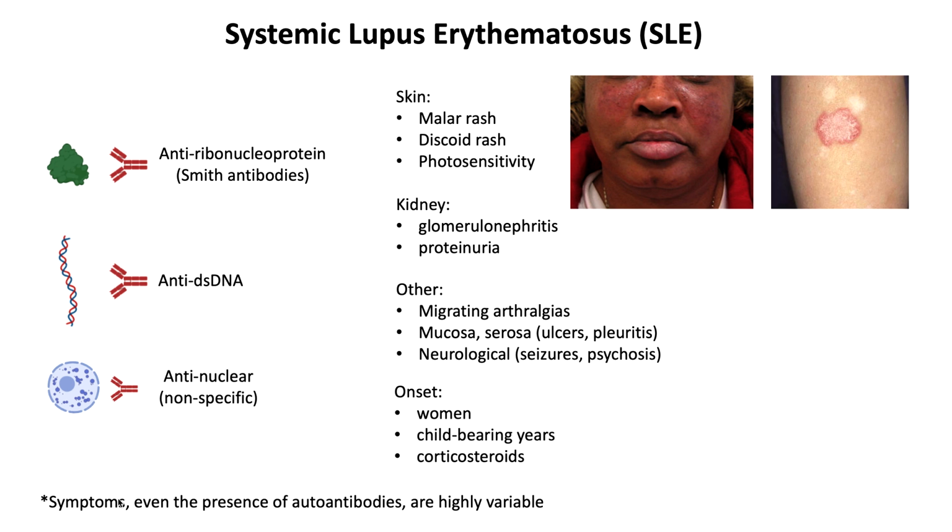And the symptoms for systemic lupus erythematosus are very variable. Even the presence of autoantibodies is variable. In fact, these autoantibodies can be present on one test and not present a few weeks later. And so it can be a very tricky, difficult disease to diagnose.